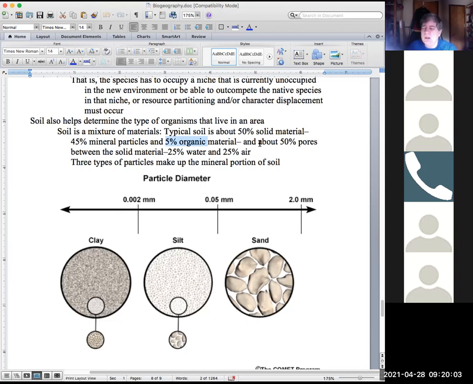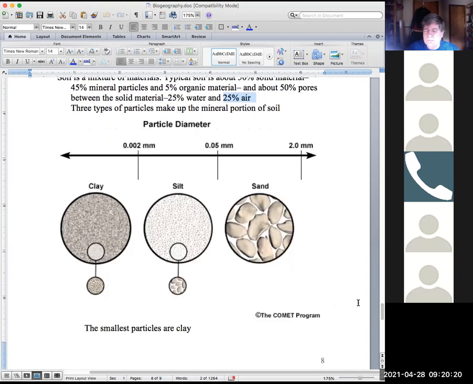But if we look at typical soil, about 50% of it is pores, gaps between the material. And out of these pores, about half are typically filled with water, and half are typically filled with air. So let's focus on the mineral particles, the things that make up what we think of as soil. And there are three basic types of particles in soil.